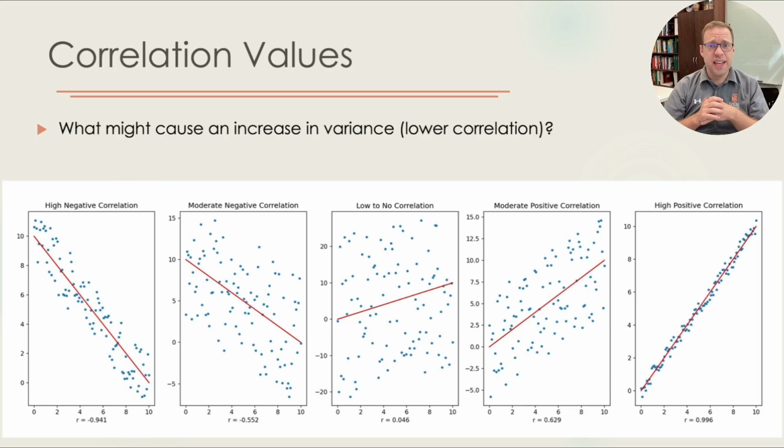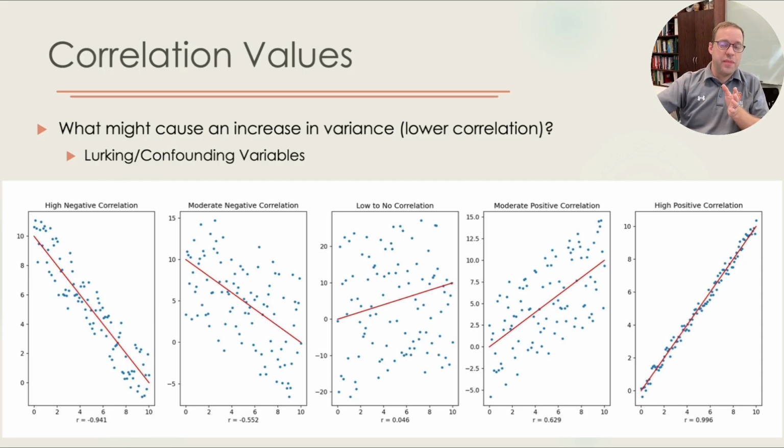But what might cause an increase in the variance? What might cause the data to be more spread out around that line? Well, simple answer, other variables. Lurking or confounding variables can always get their way into a statistics problem. But even if you've accounted for them and they're not lurking variables anymore, that doesn't necessarily mean that the two variables you're looking at will be purely correlated. The other variables that you've accounted for might also be having an influence there.